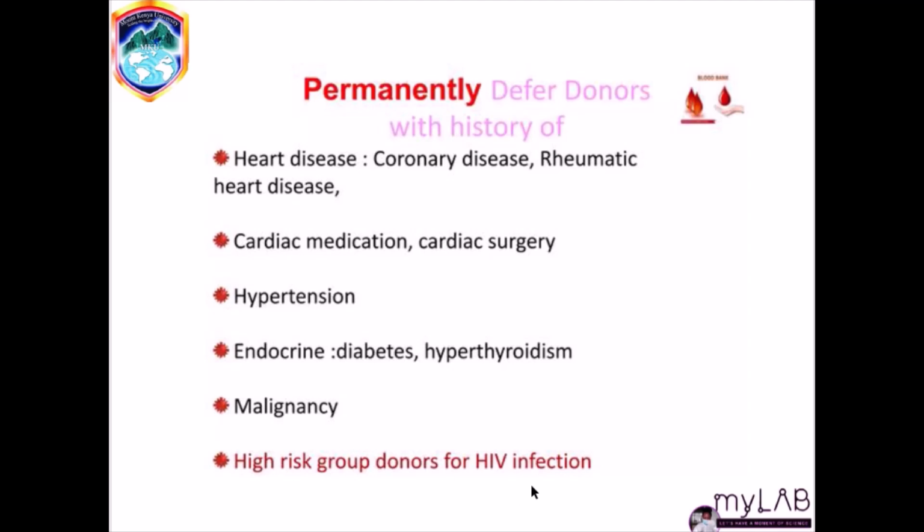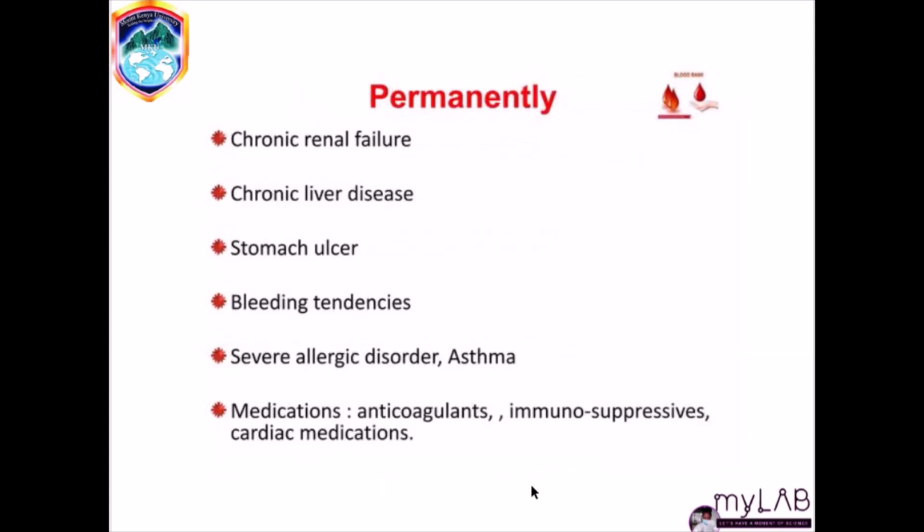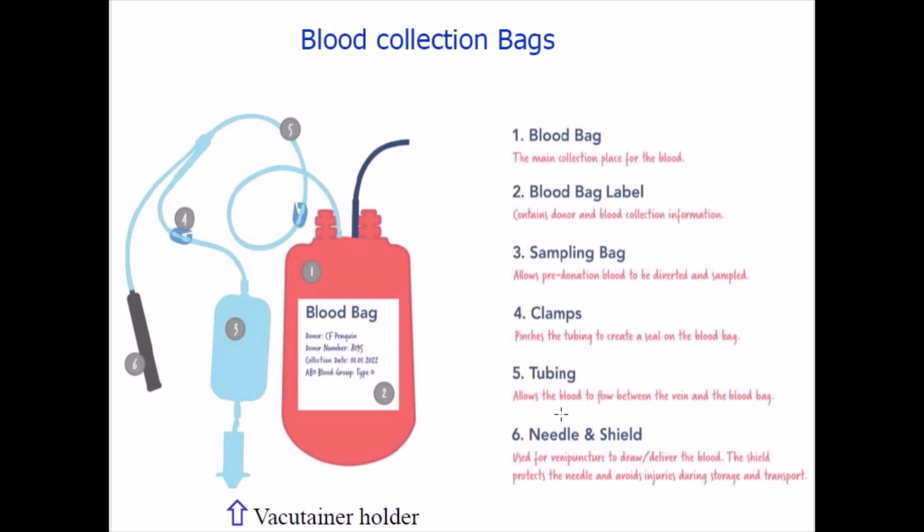Maybe they are alcoholics in one way or another, so there is also likely to be misconduct or a risky behavior in contracting HIV. Also, if they have chronic renal failure, chronic liver disease, stomach ulcers, bleeding tendencies, of course, severe allergic disorders like asthma, and they are on medications such as anticoagulants, immunosuppressive, and cardiac medications. Those should be deferred permanently.